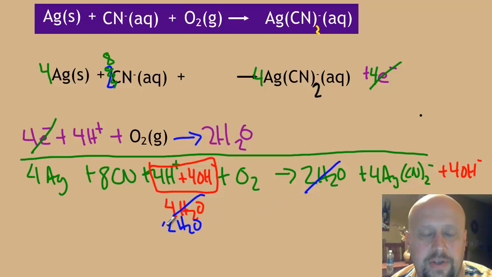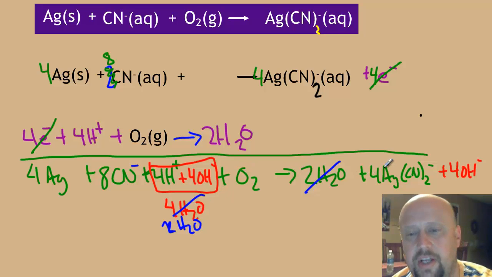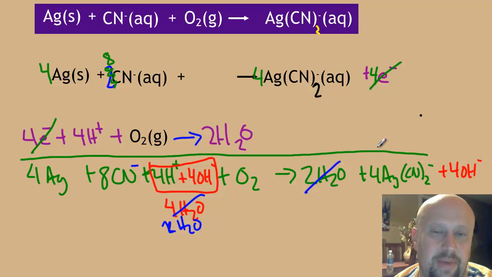Okay, so now what you would generally want to do at this point is rewrite the whole thing so that I would have 4 silver plus, I forgot the charge on this. That was kind of a big deal. 4 Ag+ plus 8 CN- plus 2 H2O plus O2 yields 4 of our complex ion plus 4 OH- ions. And now that's a balanced reaction.